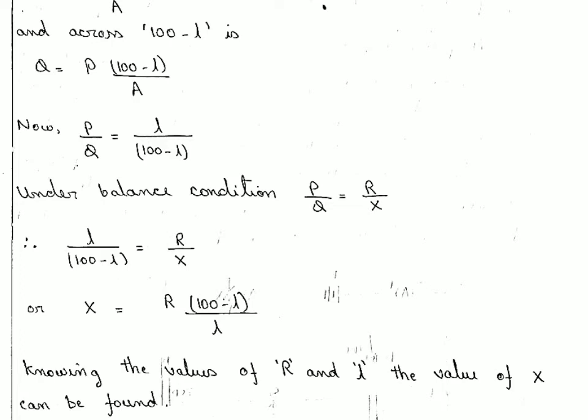So as you can see here, X is equal to R, which is known to you, and this has to be taken out from the resistance box, and 100 minus L. Now this L has to be found out. If you know the null point, then we'll know this distance L. So here in this experiment, to measure the unknown resistance X, we'll have to find the null point and measure the length L. Once we know the length L, we can find out the unknown resistance X using this formula.